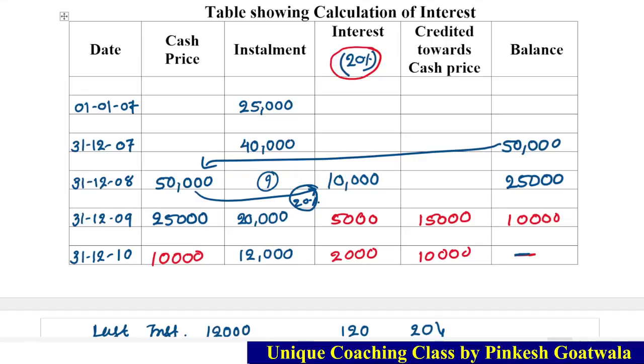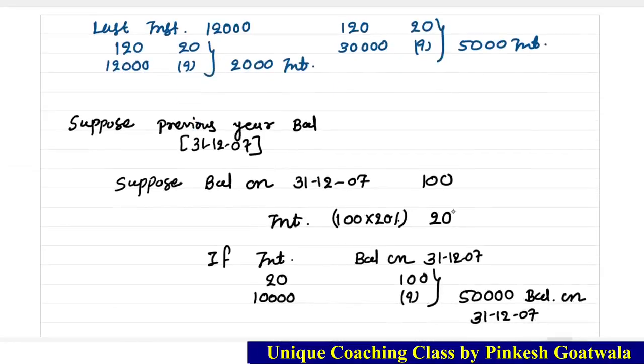Clear this point? So remember, if in a question they give interest, so do this step. Because interest એ કોના પર calculate થાય? Balance પર. previous year ની જે balance હોય એના પર interest calculate થાય. So very simple. Suppose that previous year balance 100, okay? So what will be the interest? Rate of interest is 20% છે, so interest 20 આવશે. So when interest 20, then balance 100.